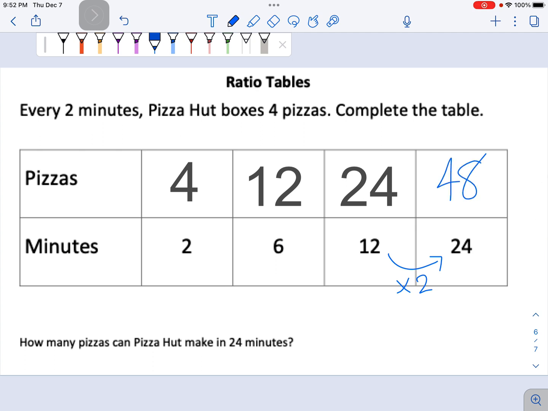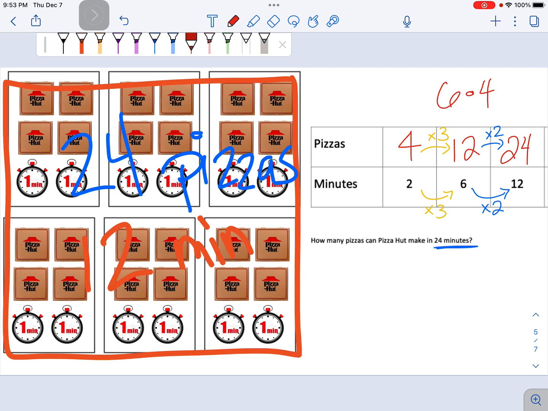So how many pizzas can Pizza Hut make in 24 minutes? 48 pizzas. And I honestly think this is pretty accurate. That's a ton of pizzas. But Pizza Hut pizza is fairly cheap, so they need to sell a lot, right? So 48 pizzas in 24 minutes, and they are super busy. We're going to do more examples in class, but if you really start to think about what these pictures might look like, I really think these problems get much easier.